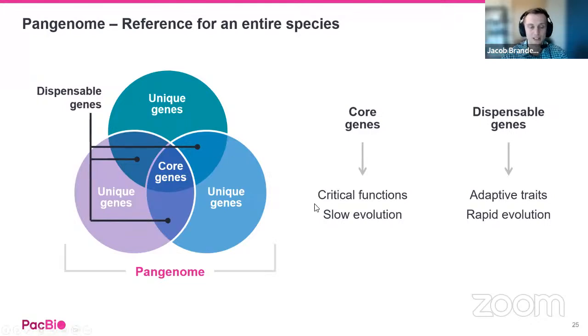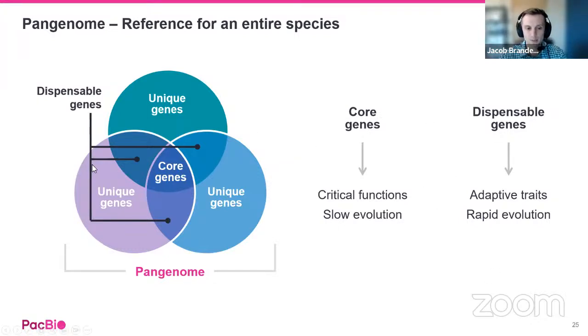So the pan genome is going to have core genes that make up that species, and core genes can be tracked back to critical functions. And these genes are going to be very slow to evolve over generations. And you're also going to be able to see dispensable genes. And so these dispensable genes are really what house those adaptive traits and what make a lot of these species able to adapt to changing environments. And invasive species are also very good at adapting. And so a lot of those traits can be tracked back to these dispensable genes.